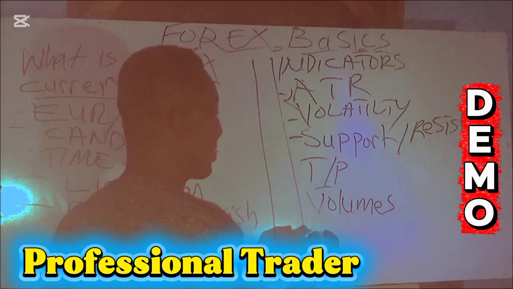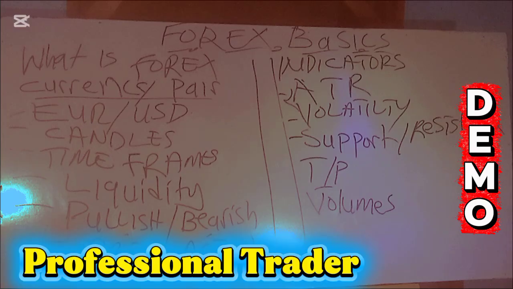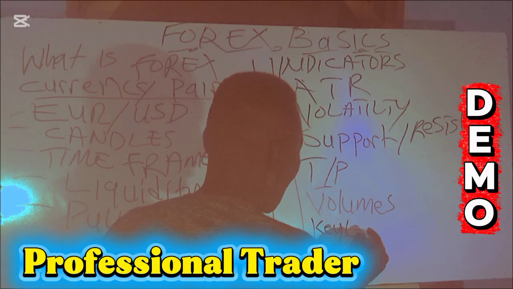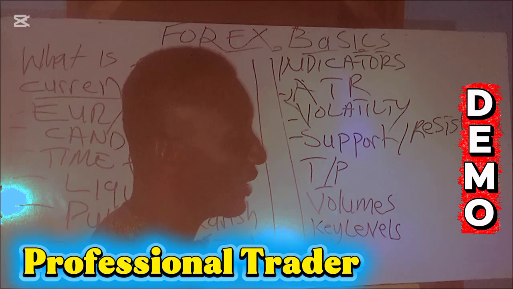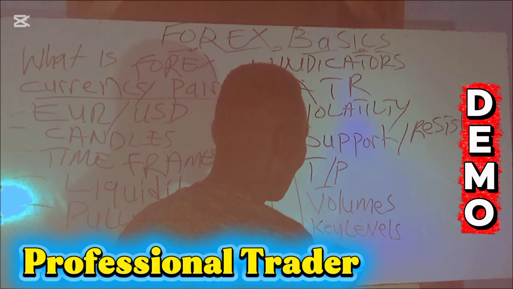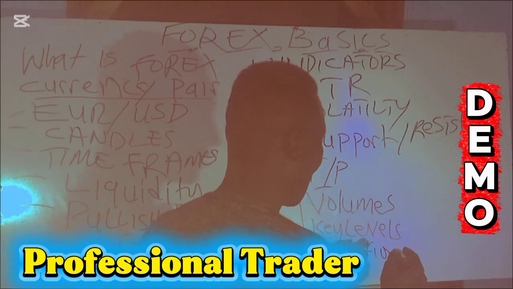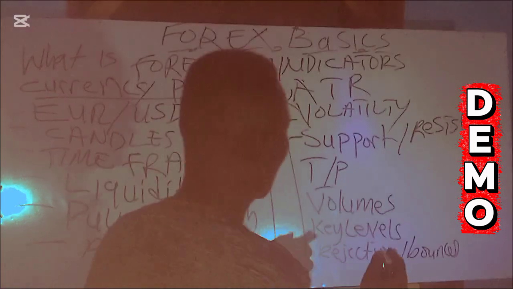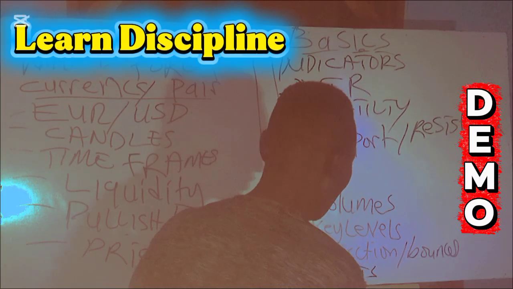You will be hearing about the sweep. There are a lot of things you need to learn about the key levels. Then you also learn about the rejection areas and bouncing areas. You also learn about the pivots. These are also indicators.